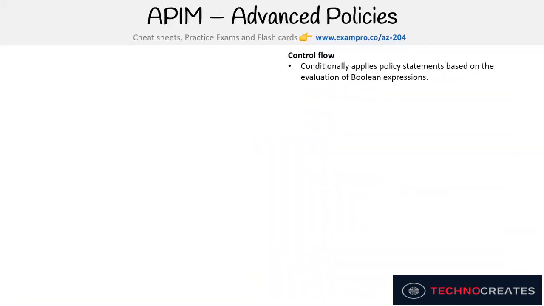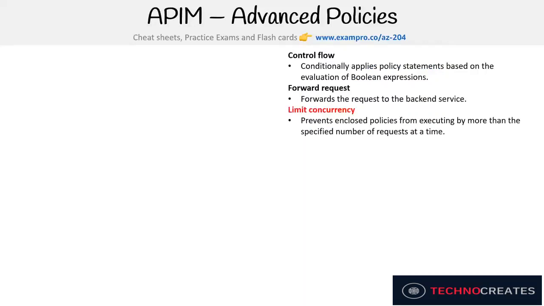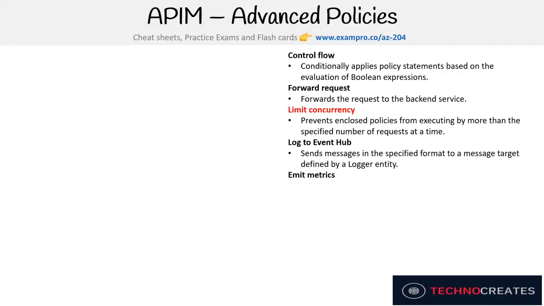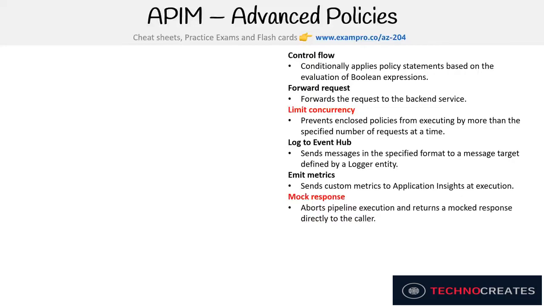So here we have control flow, so it conditionally applies policy statements based on the evaluation of Boolean expressions. Forward request, so it forwards the request to the backend service. Limit concurrency, so it prevents enclosed policies from executing by more than the specified number of requests at a time. Log to event hub, so it sends messages in the specified format to a message target defined by a logger entity. Emit metrics, so it sends custom metrics to Application Insights at execution. Mock response, so it aborts pipeline execution and returns a mocked response directly to the caller.